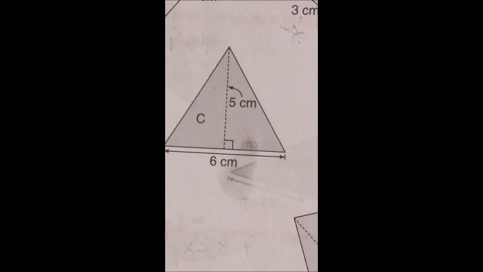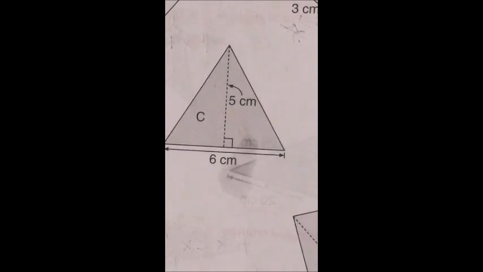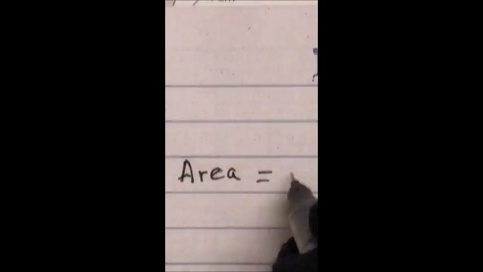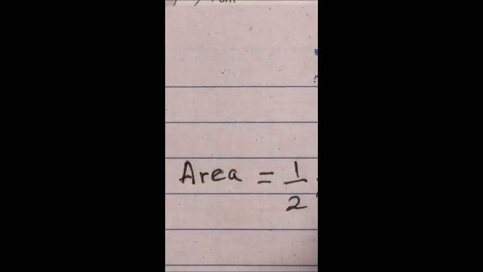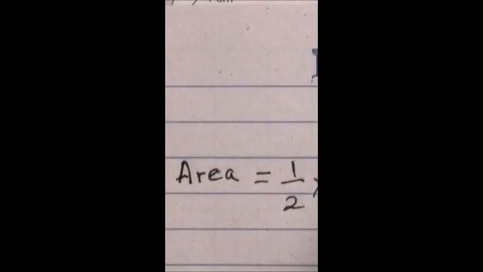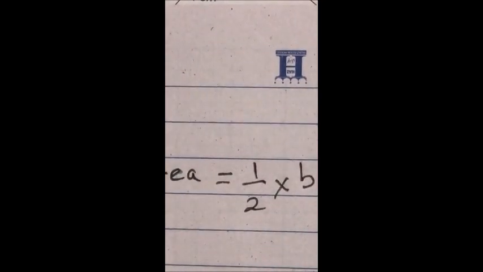How do you work out the area of this figure? Let's find out the area of this triangle. Now what is going to be the area? Let's do the working. Area is equal to half into base into height. Let me zoom this.